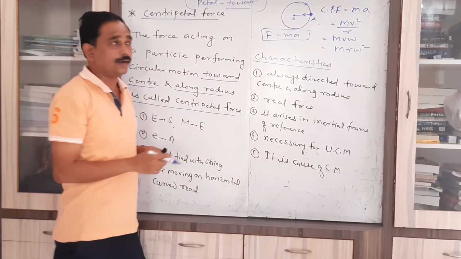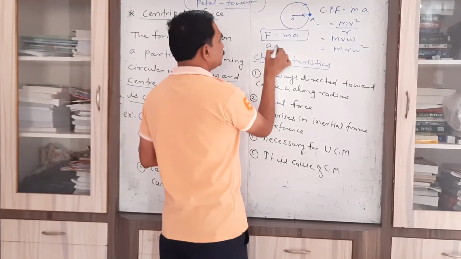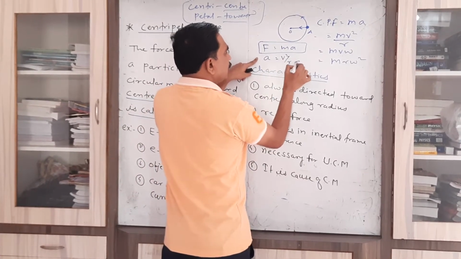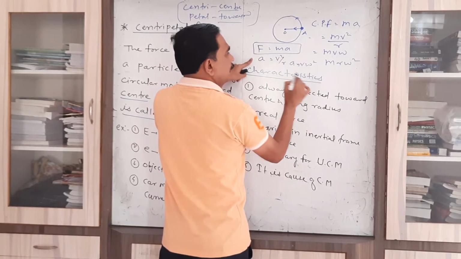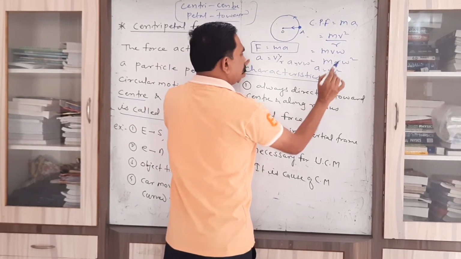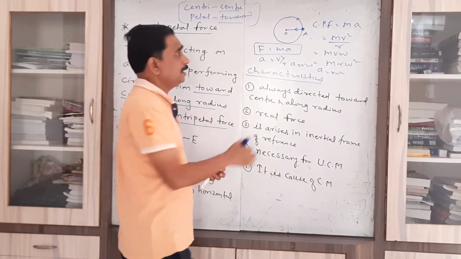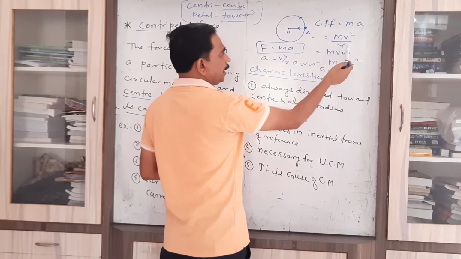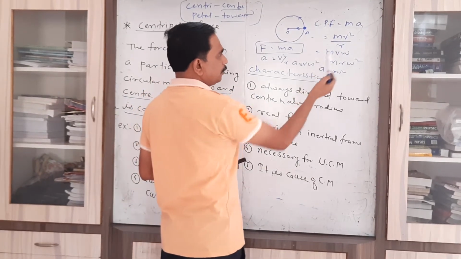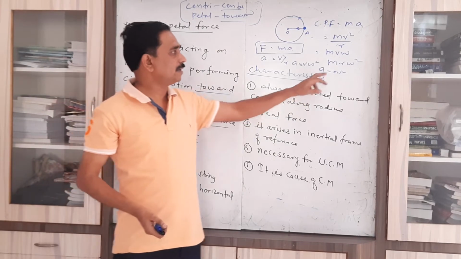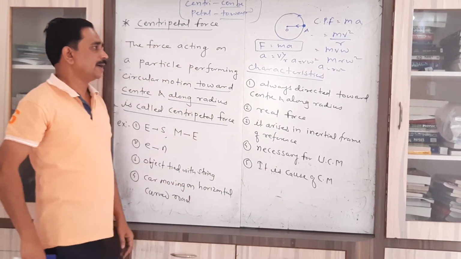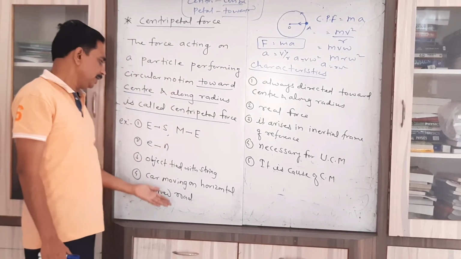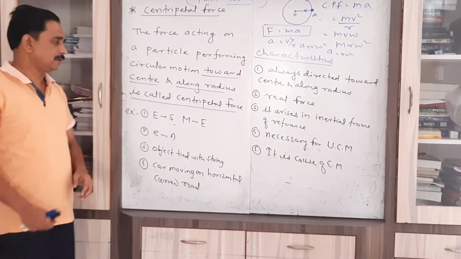So here we have to use the three values of centripetal acceleration: a equal to v square by r, a equal to v omega, and a equal to r omega square. That's why I write here the three formulae: centripetal force equal to m v square by r, centripetal force equal to m v omega, and centripetal force equal to m r omega square. Now here we can consider initially the example of centripetal force.